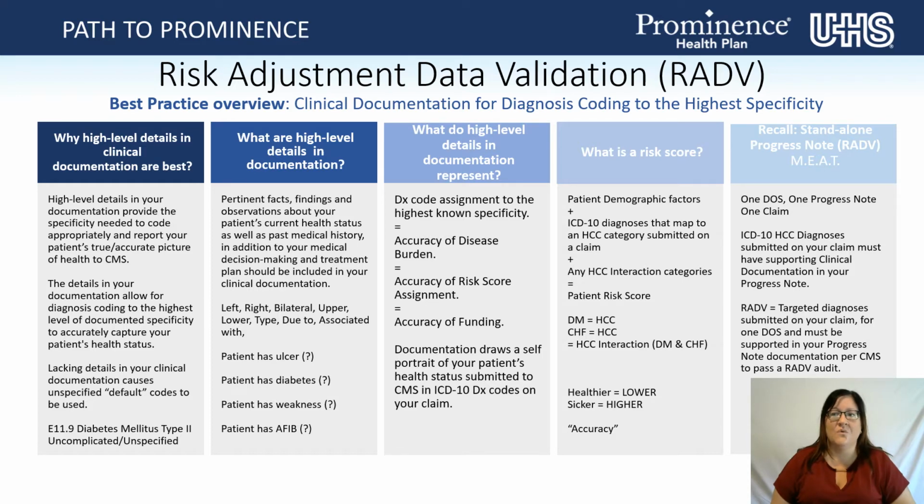What's a risk score? A risk score is those patient demographic factors which are additive to the ICD-10 diagnosis codes in your documentation that map to an HCC category and any HCC interactions for accuracy of patient risk score. The healthier the patient, the lower the risk score. The sicker the patient, the higher the risk score, and we're overall going for accuracy of disease burden. So recall that standalone progress note in risk adjustment data validation and that CMS acronym MEAT, monitor, evaluate, address, treat.